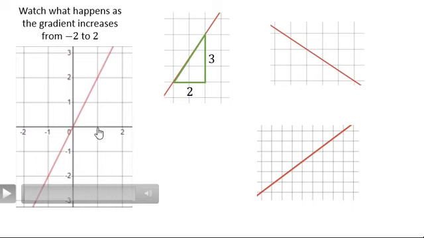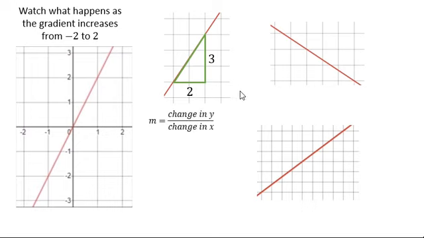Now our gradient is calculated because our gradient is how far up or down we need to go for every 1 to the right we go. This goes 3 up for every 2 to the right we go. So the similar triangle would be 1 to the right and 1.5 up. Or in other words, we've done our change in y direction divided by our change in x. So our gradient is the change in y, the vertical length of this triangle, divided by our change in x, the horizontal length of this triangle. So we do 3 divided by 2, which is 1.5 in this case. So this line has a gradient of 1.5.